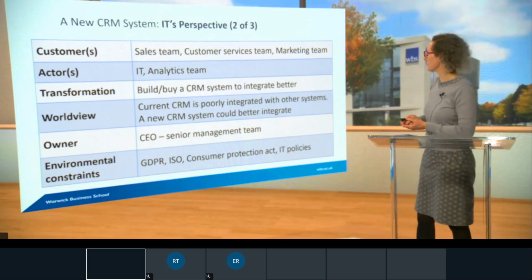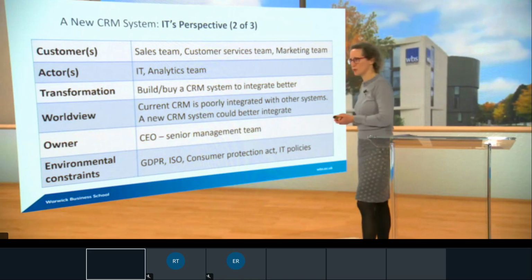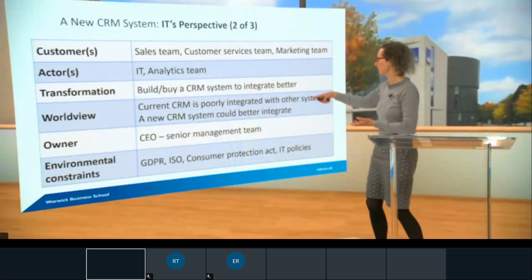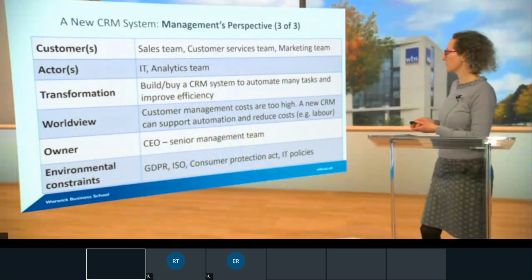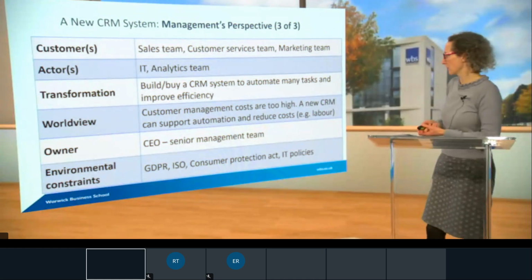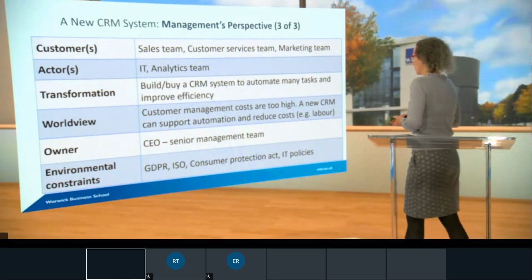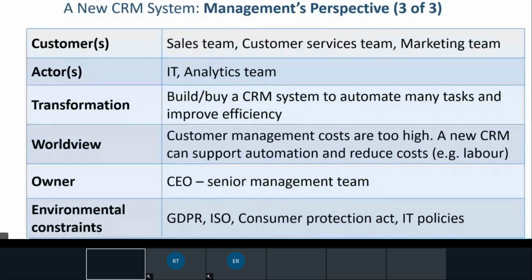So the customer's perspective is that they believe that their experience could be improved with a better CRM system. The IT perspective is that the current CRM is poorly integrated. It causes them headaches. It could be better integrated if they were to build or buy a new system. And then the management's perspective. They feel that the costs of managing customers are too high, and they want to support automation and reduce costs. They believe that a new CRM system that would automate tasks and improve efficiency could help them to deliver this.